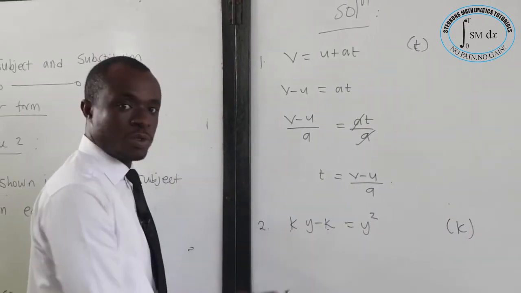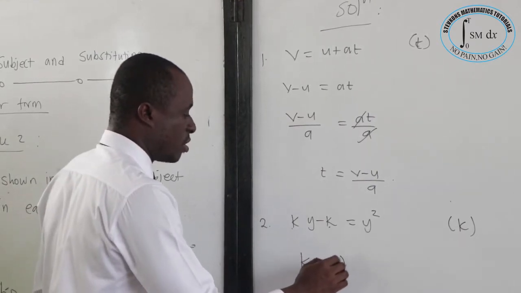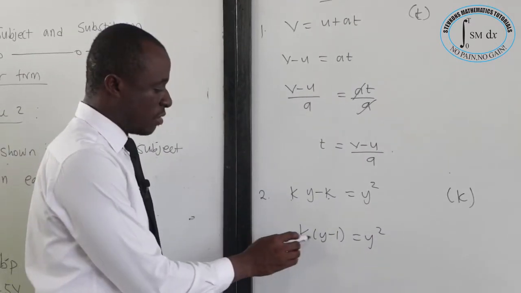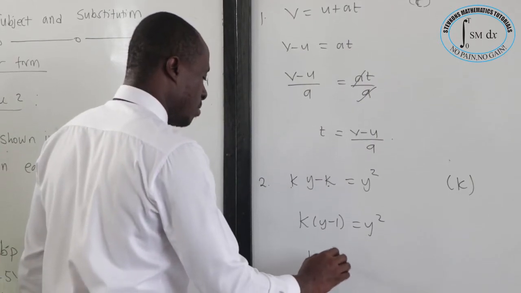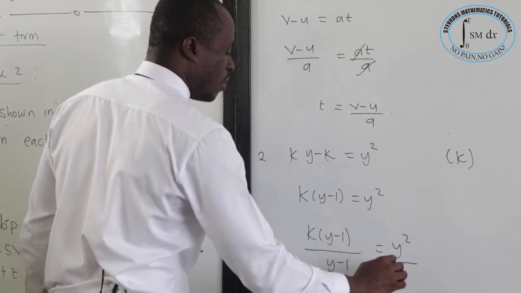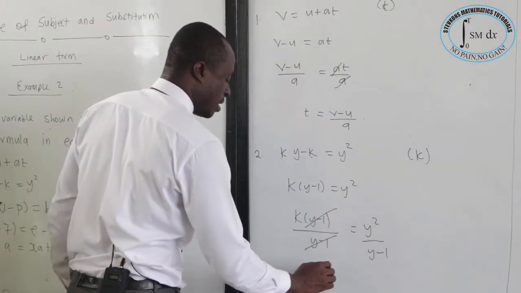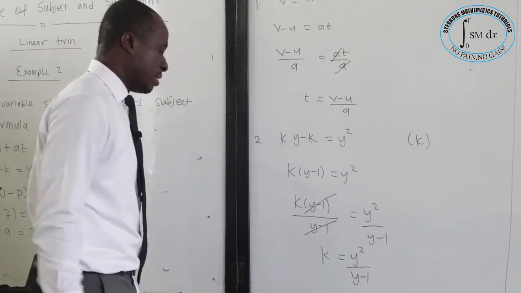K is coming here. So what do we do? We factorize K out. So that is K(y - 1) = y². I want to find K. What is multiplying the K? y - 1. So I divide by y - 1: K(y - 1)/(y - 1) = y²/(y - 1). Clearly this is cancelling out that, so I have my K to be y²/(y - 1).